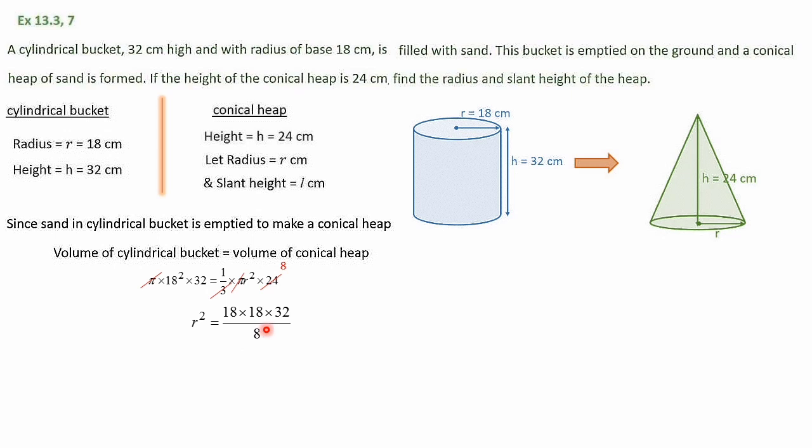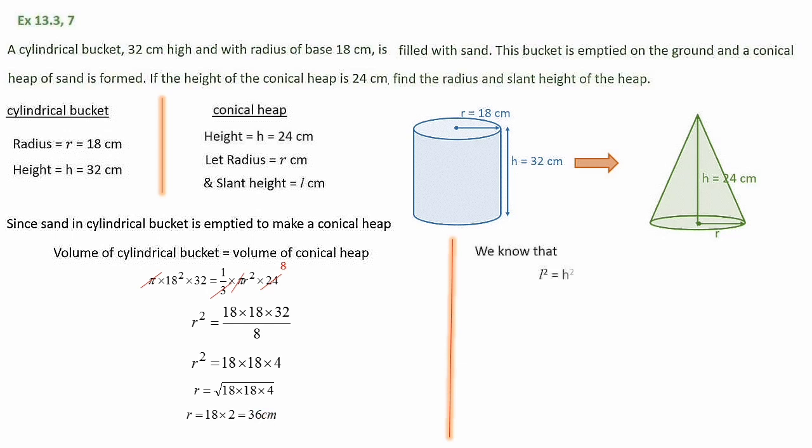Here easy cancellation is there. 8 and 32 we can cancel, 4 times. So we get r square is equal to 18 square into 4. No need to multiply, because you can see two same quantities, so we can easily find the square root. 4 is also a perfect square. So taking the square root of 18 into 18 into 4, we get 18 into 2. Out of the 18 square, 18 came out, and the square root of 4 comes as 2. So 18 into 2 is equal to 36 centimeter. So we have got the radius.